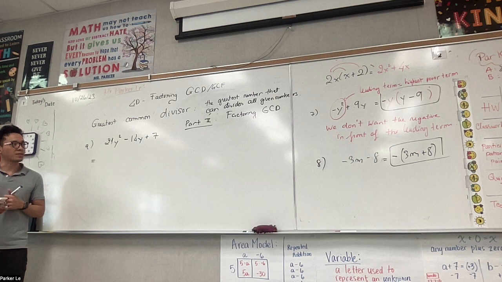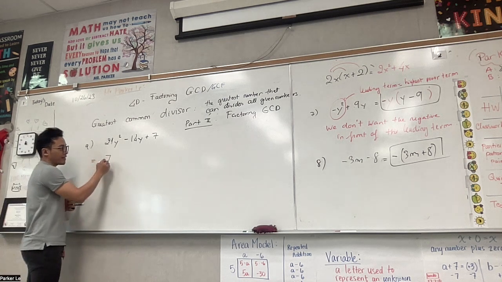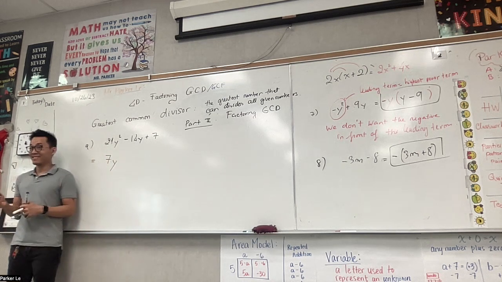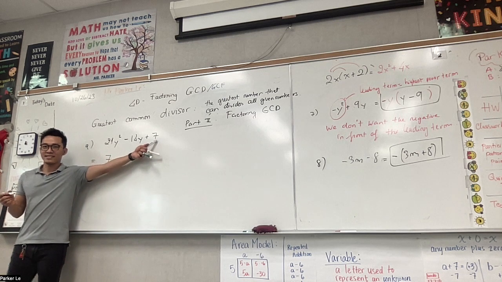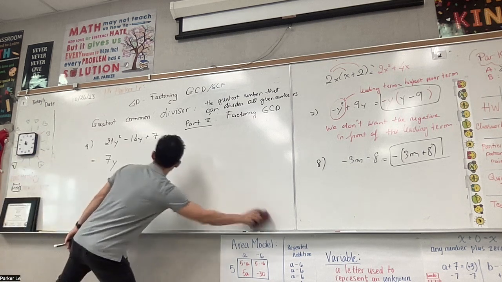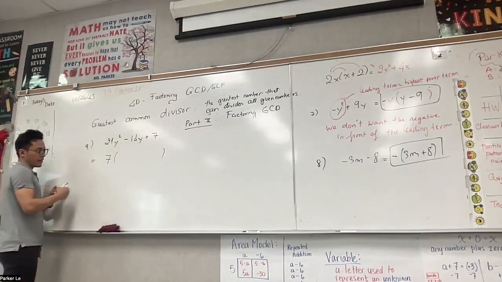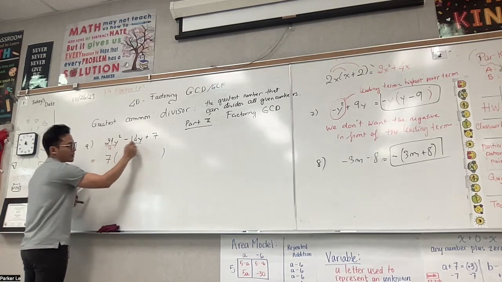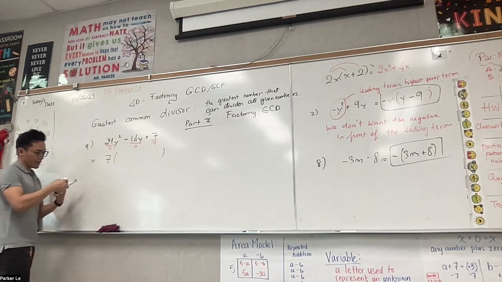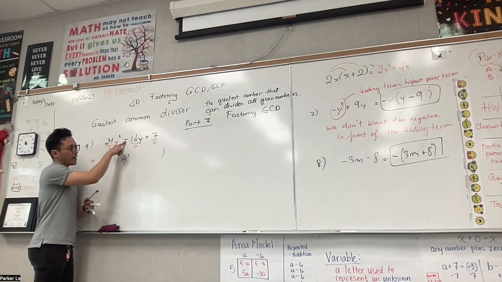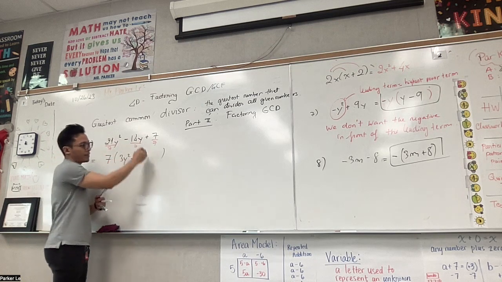Okay, 21, 14, and 7. What is the GCD? 7. This one doesn't have Y. This one doesn't have Y. Okay. So only 7. What do we have left? You can just write divided by 7 here, divided by 7 here, by 7 here, right? So 21 divided by 7 is 3. 3y squared. Minus 2y. Very good. Plus 1.